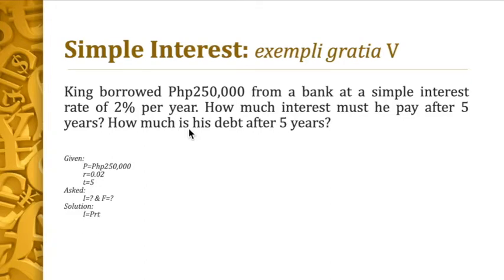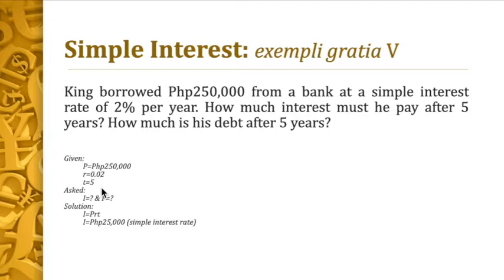Again, remembering that I equals PRT to get our I first. So I equals PRT. So just multiply our P times our R times our T. So we have 250,000 times 0.02 times 5. What appears in my calculator is exactly 25,000. That's your simple interest.